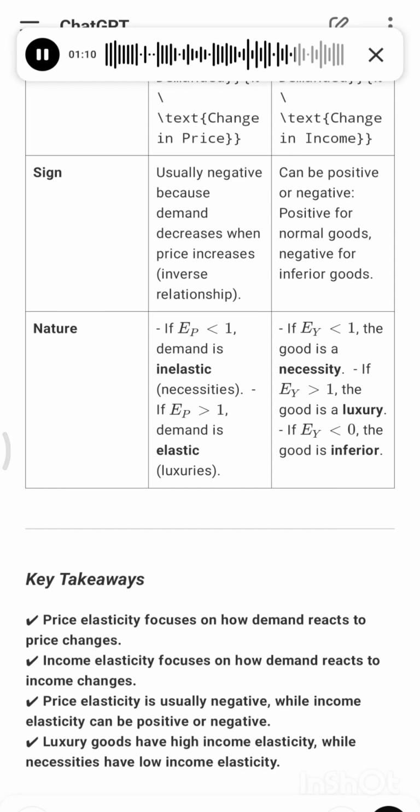Key takeaways. Price elasticity focuses on how demand reacts to price changes. Income elasticity focuses on how demand reacts to income changes. Price elasticity is usually negative, while income elasticity can be positive or negative. Luxury goods have high income elasticity, while necessities have low income elasticity.